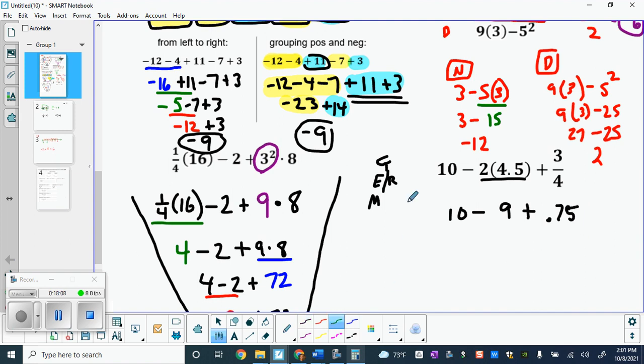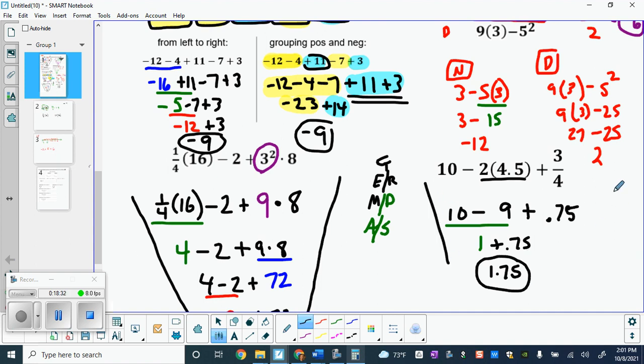All right, so we took care of the multiplication. There is no division. And now we're just dealing with the adding or subtracting, whichever we see first from left to right. 10 minus 9 is 1. And then we're just going to add a 0.75. So the final answer here would be 1.75. And since it started out with both a decimal and a fraction in it, you really could see either as fair game for an answer.